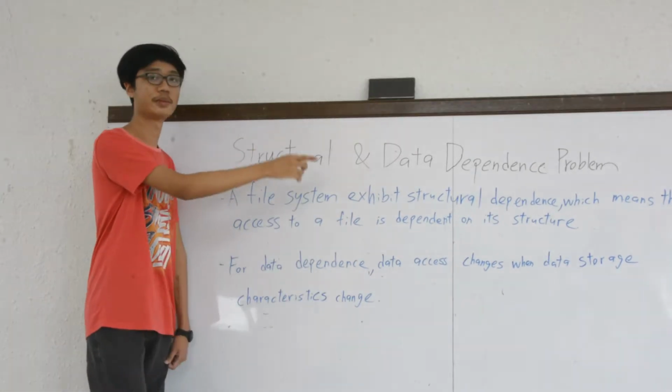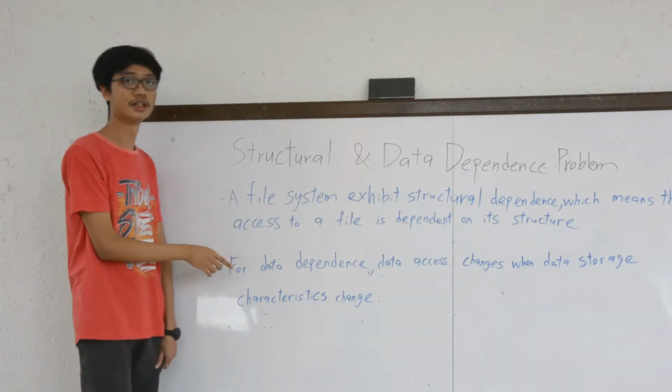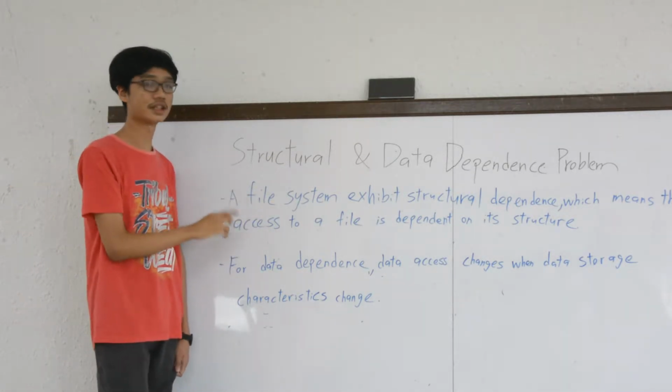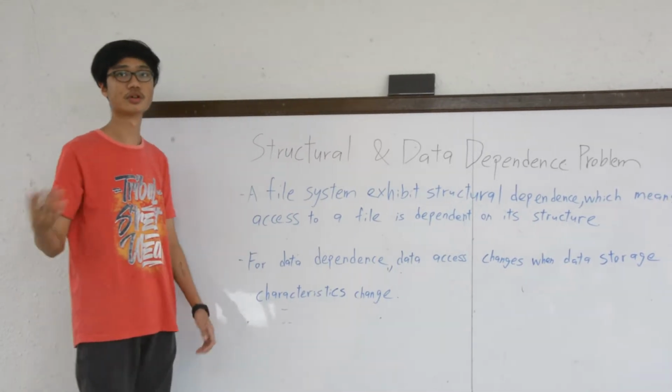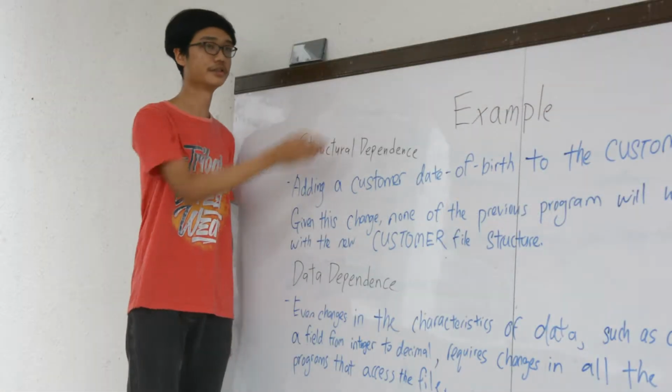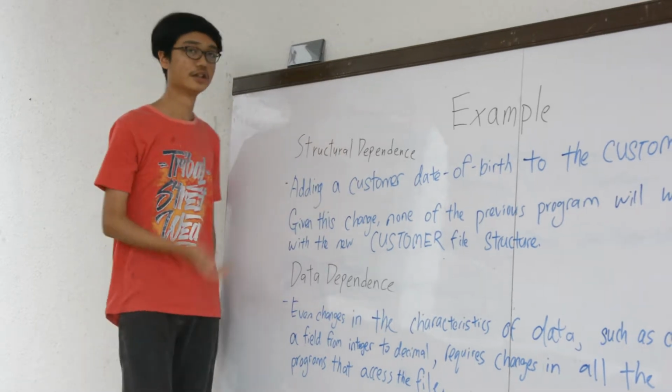Next, we'll talk about the data dependence problem. For the data dependence, the data access changes when the data storage characteristics change. Next, we will go to the example. Okay, now for the example, first we'll talk about the structure dependence.